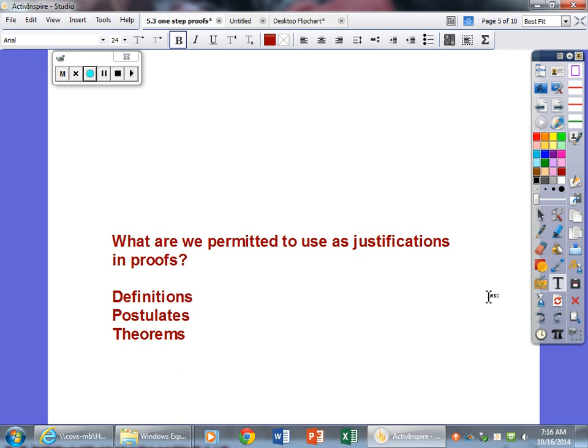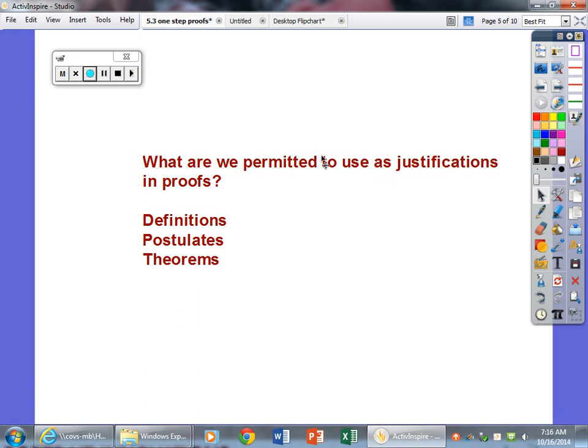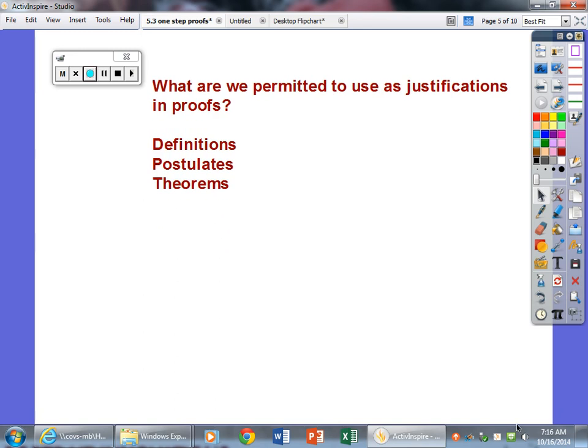So what are we allowed to use as justifications in proofs? We can't say just because we know, or just because it's common sense, or just because it's what I've been told. What we have to have is something definite. And there are three things that we normally use in proofs. We can use a definition, such as the definition of a circle tells us that all the radii are congruent. Or the definition of a midpoint tells us that the midpoint is halfway between the two endpoints.